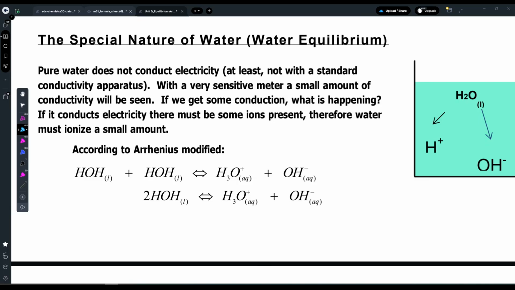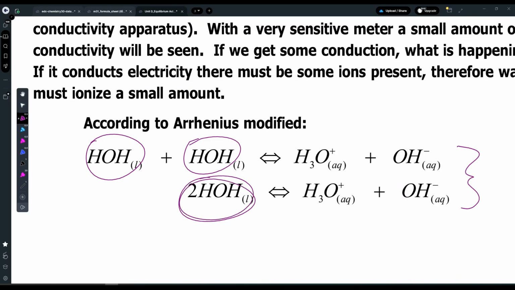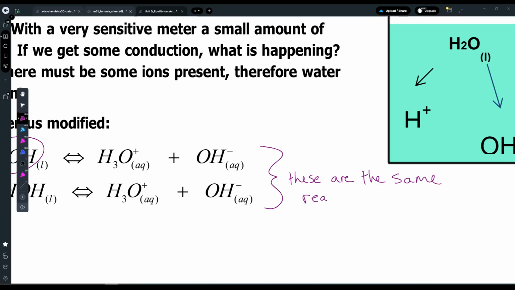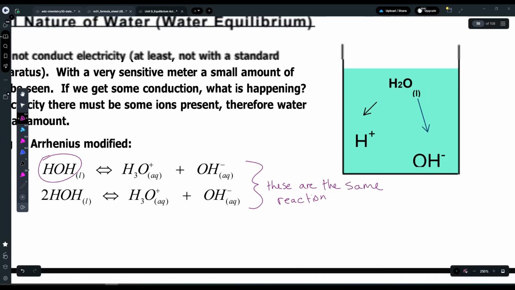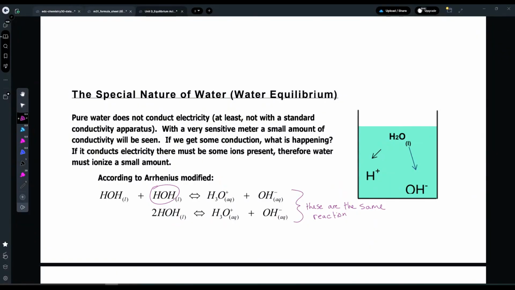They've written another reaction below here, but these are both the same reaction. They've just taken these two molecules of water and put them as one reactant with a 2 coefficient. When a substance reacts with itself to produce ions, it's called autoionization.